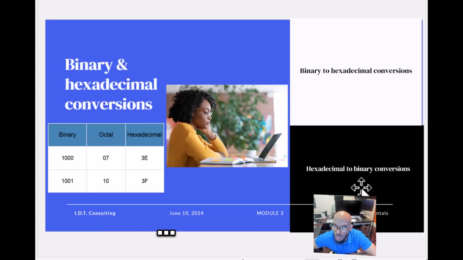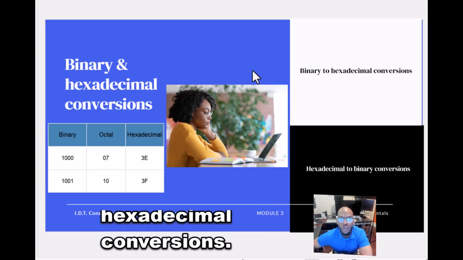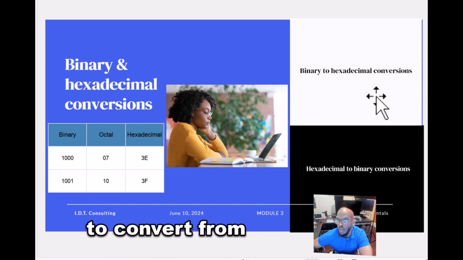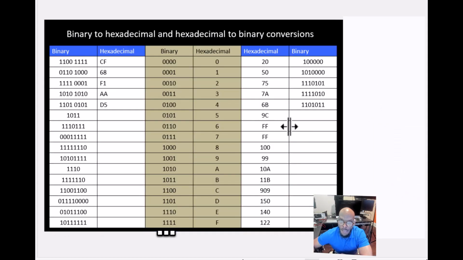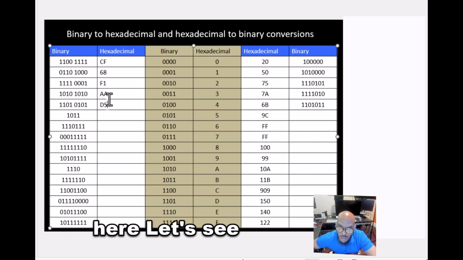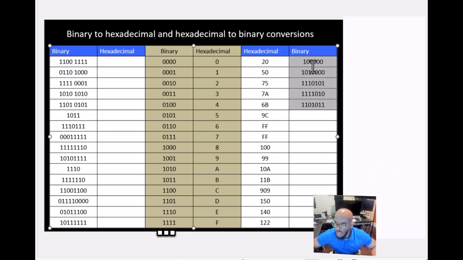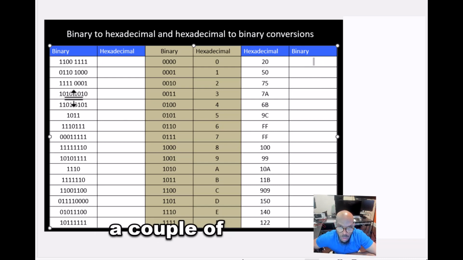Now let's continue. This is module 3, binary and hexadecimal conversions. In this module, you'll learn how to convert from binary to hexadecimal and hexadecimal to binary. So this is what we did here. Now the rest of them are going to be left as an exercise for you to do. So we're just going to do a couple of them.